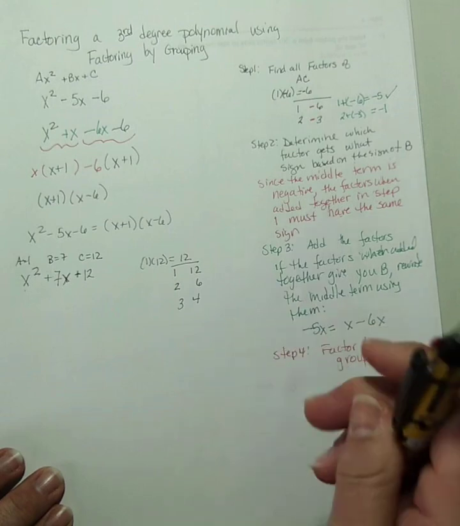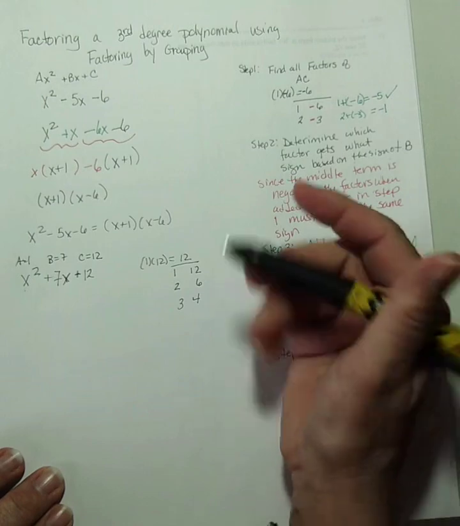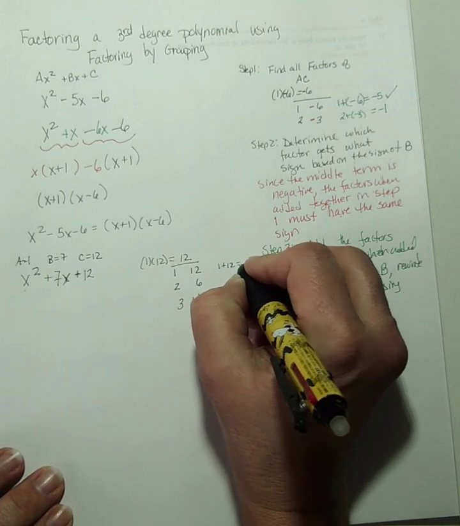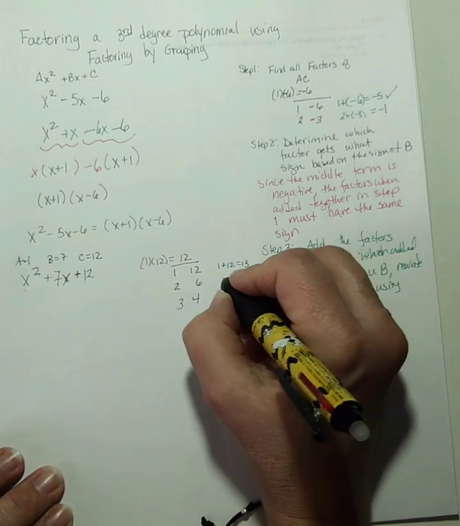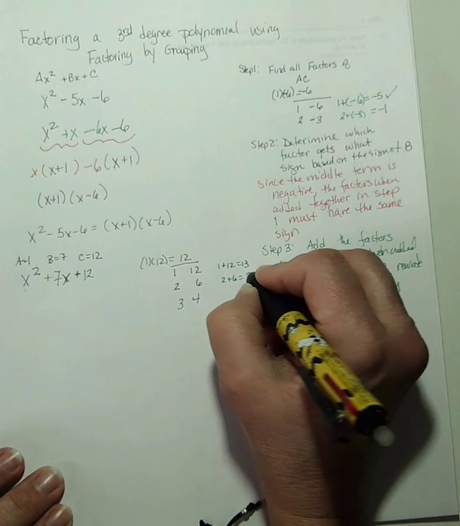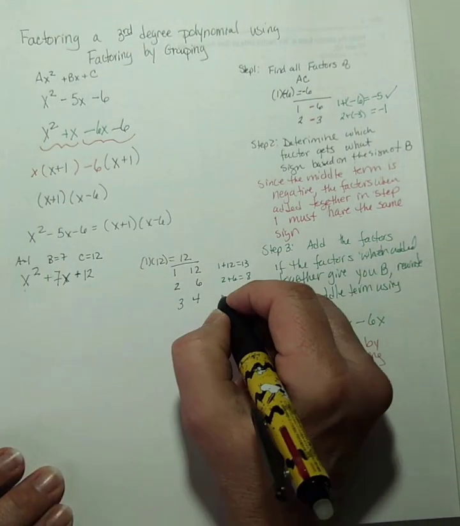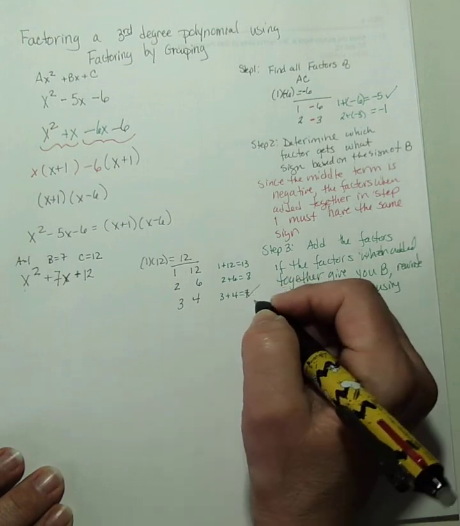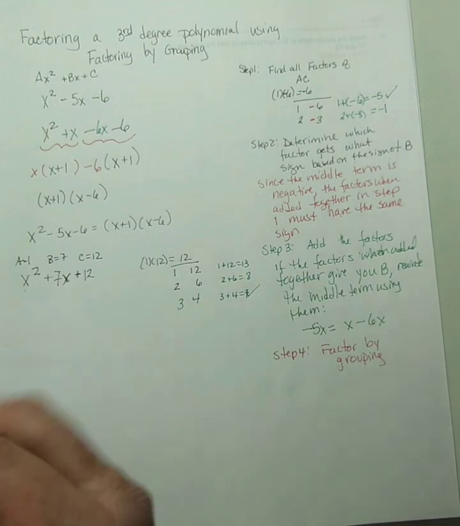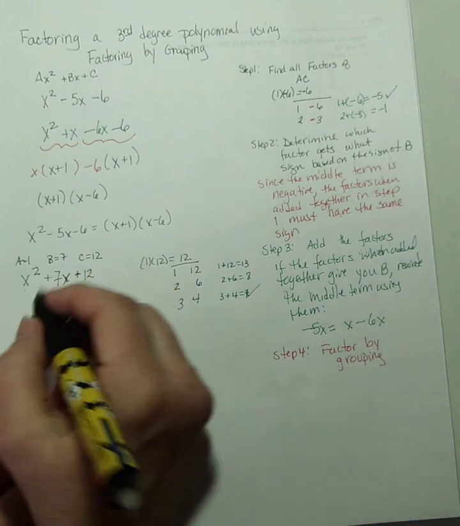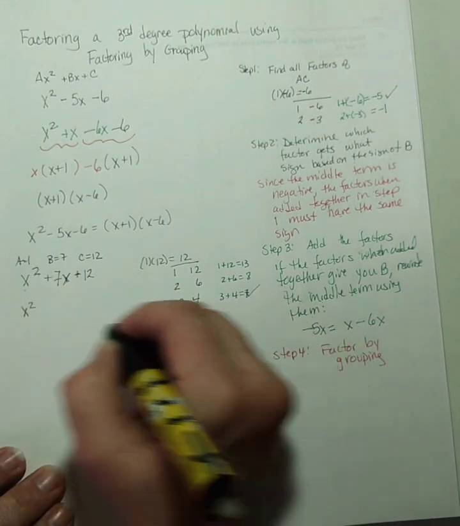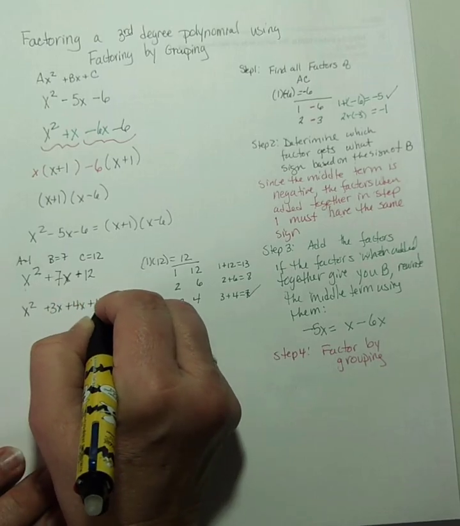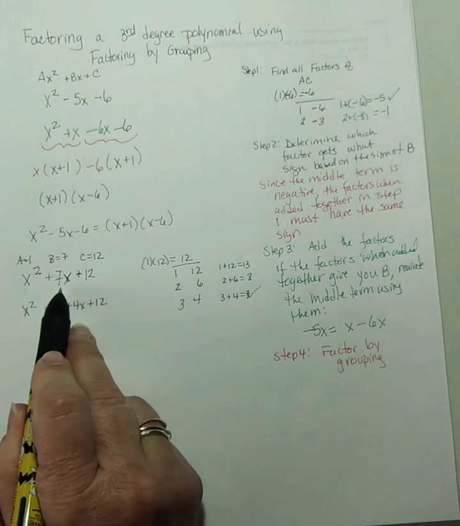Now next I want to find which factors when added together would give me that middle term. So I go 1 plus 12. That gives me 13. That's not 7. 2 plus 6 gives me 8. That's not 7. And then I do my last one, 3 plus 4. That does give me 7. So now I know how to rewrite that middle term. So I would say x squared plus 3x plus 4x plus 12, because 3x plus 4x gives me 7x.